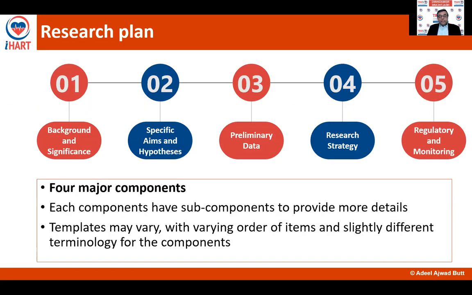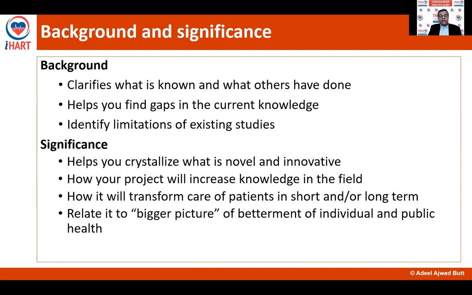There are 5 main components of a research plan. Each component may have subcomponents where you provide more details about that specific component. The templates and order of these may vary from one project to another, but these are the basic broad outlines. You may want to start with the background and significance, list specific aims and hypotheses, present your preliminary data, share your research strategy, and then address all the regulatory and monitoring concerns that are vitally important. So let's start with the background and significance.